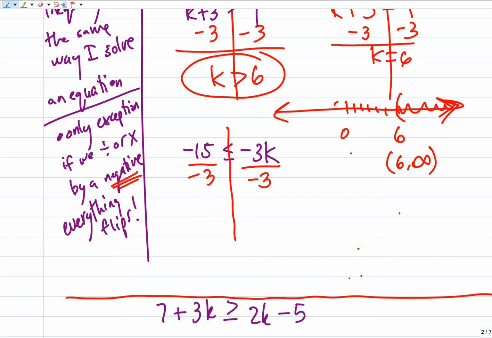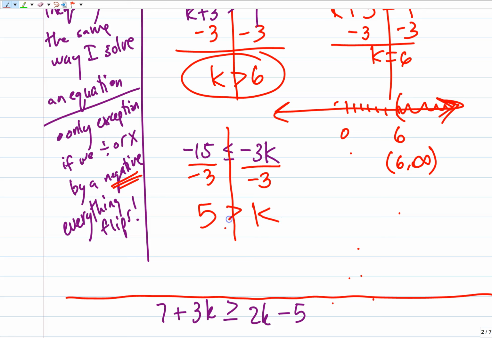It changes, doesn't it? It's not just 15 divided by 3 is 5. It changes from a negative to a... It changes, doesn't it? What happens to the k? It changes, doesn't it? It was negative. And dividing it by the negative, that k is now positive. So what happens to the inequality?